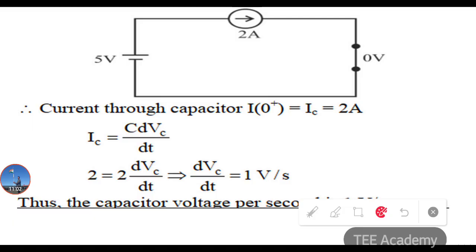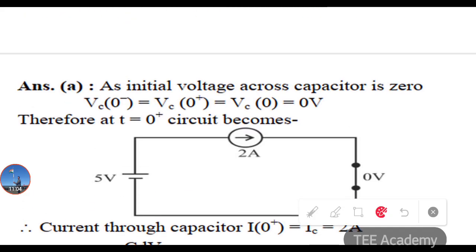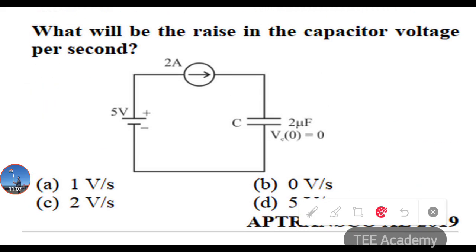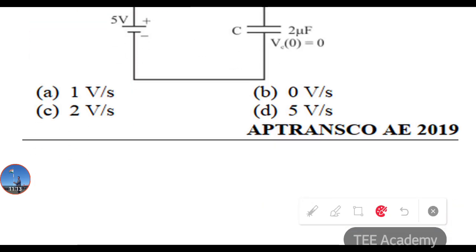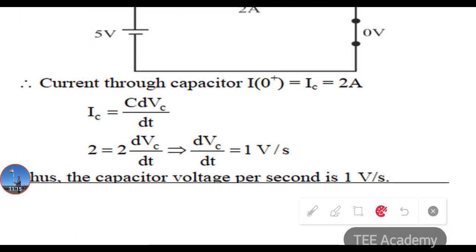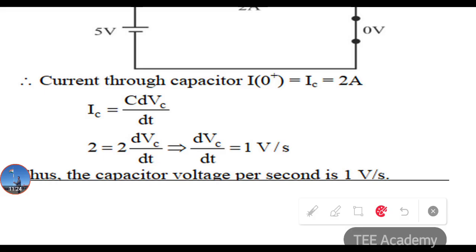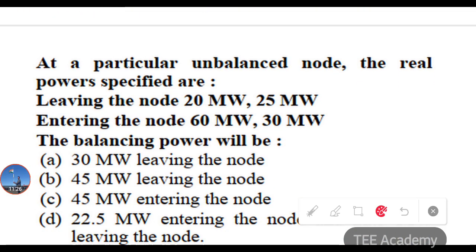per second. Actually there is some correction here. So we'll do one thing: consider this 2 microfarads as 2 farads. Then the answer will be 1 volt per second here. So thus the capacitor voltage will rise at 1 volt per second. Actually here it should be microseconds. So okay, understand the concept here.